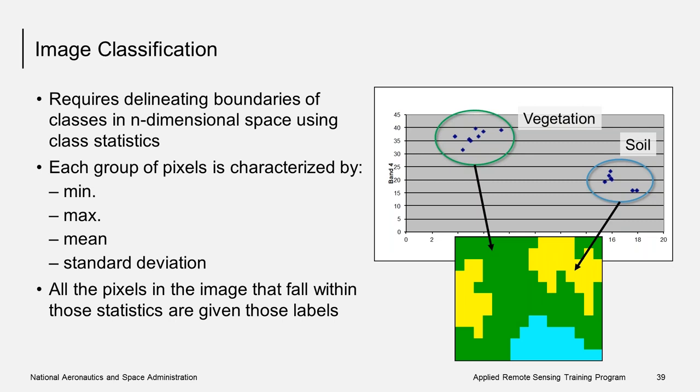and that tells you how much variation there is within that one class. In image classification, then you assign a class name to the groups of pixels in the spectral plot, and all the pixels in that image that fall within those class statistics are given those labels. For example, you may identify a few vegetation pixels in your image, but since you can't easily identify all the vegetation pixels, the computer looks at all the pixels in the image that are similar to those pixels that you identified and labels those pixels as vegetation.